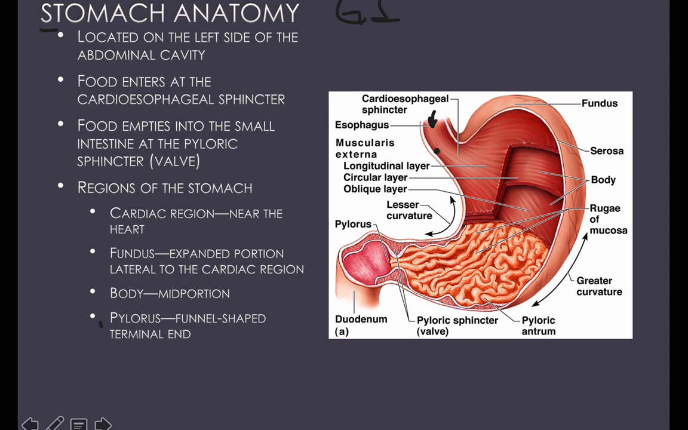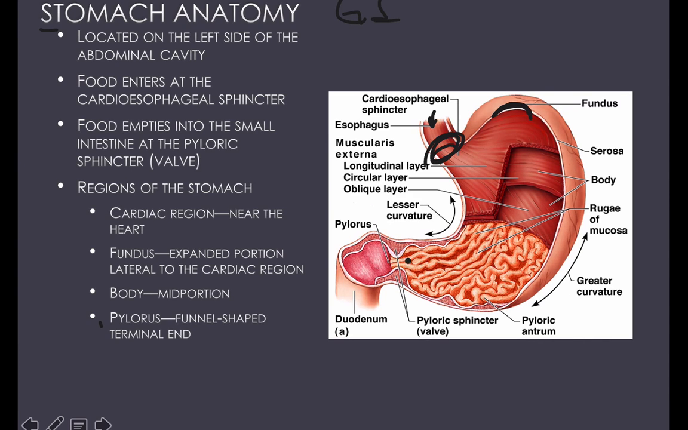So food enters at the esophageal sphincter, which is right in here. That's how food gets in. The fundus is that top portion of the stomach there. And then food is going to empty into the small intestine through the pyloric sphincter valve, and once food is in there, it's going to be emulsified and broken down right in here.